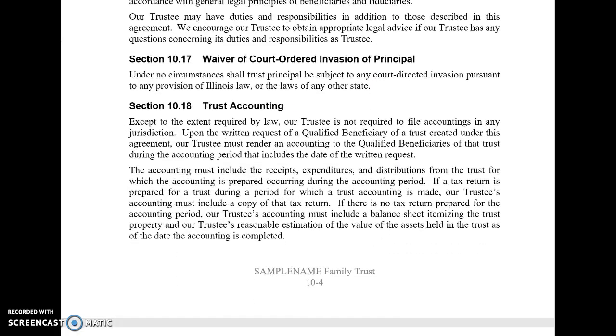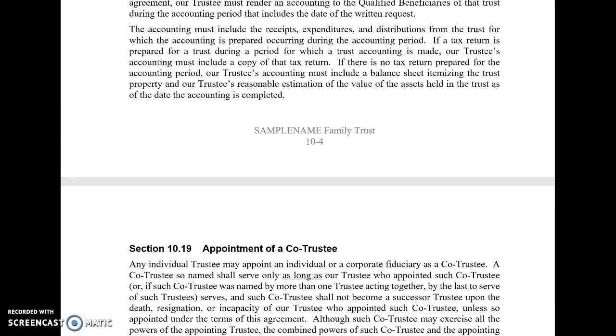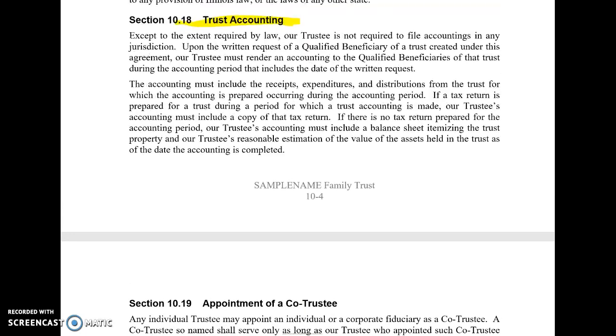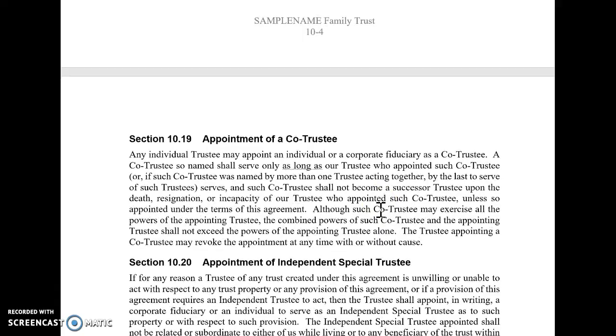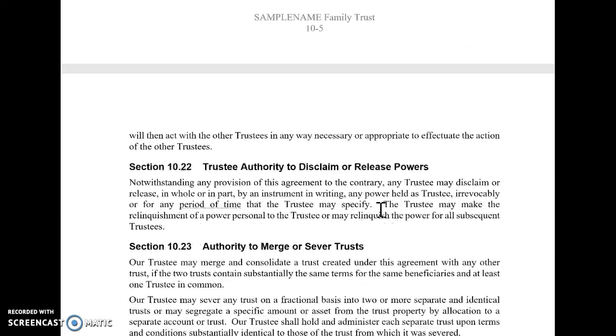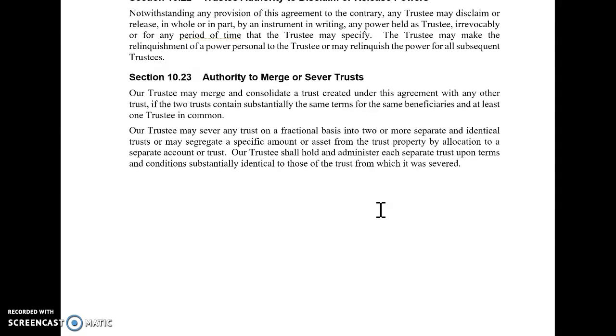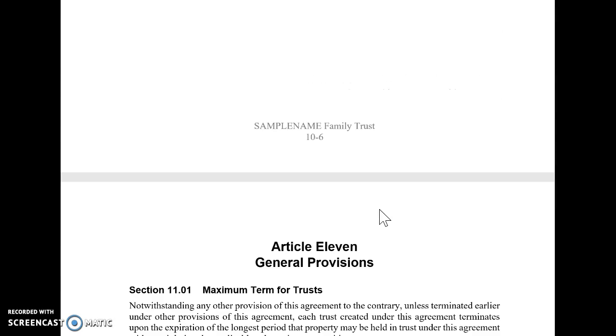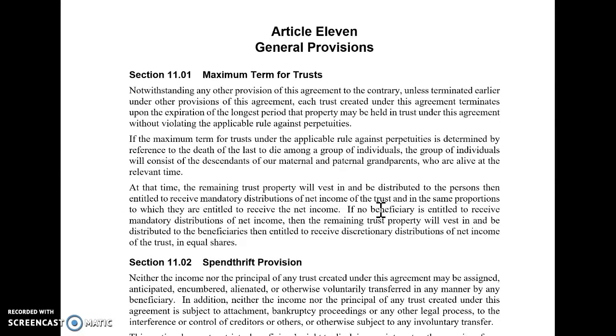They will have to have a trust accounting. They will have to tell the beneficiaries, here's what we are doing, how we split things up. And they'll have to do that according to whatever schedule we establish there. They have the right to appoint a co-trustee or an independent co-trustee. Anyone who acts as a co-trustee takes on the ability to act as a full trustee to whatever degree of authority they've been given.